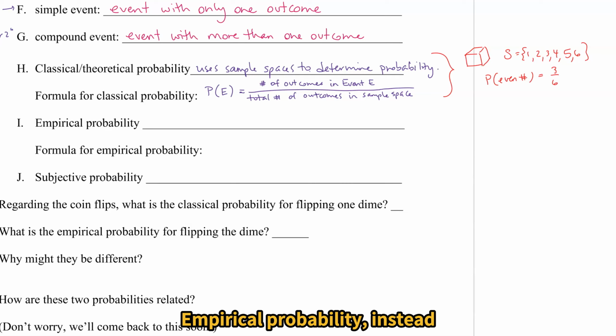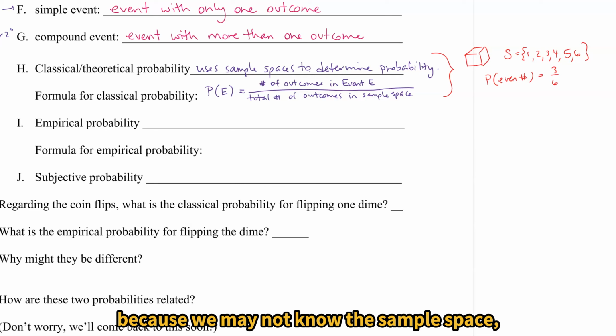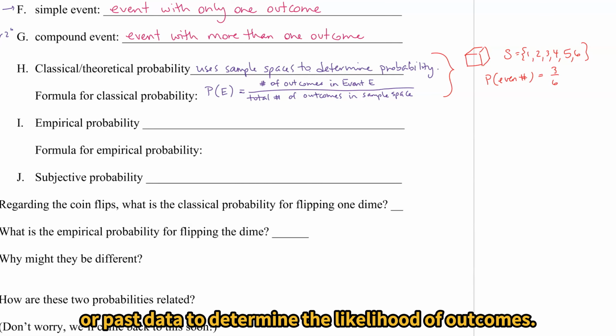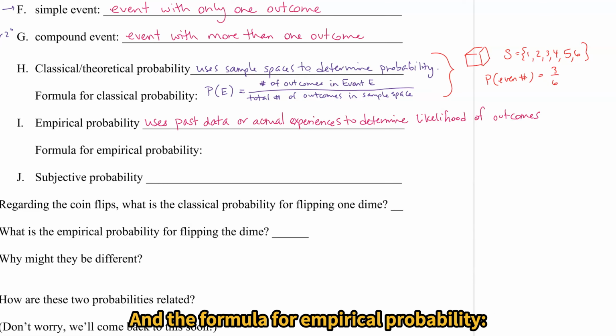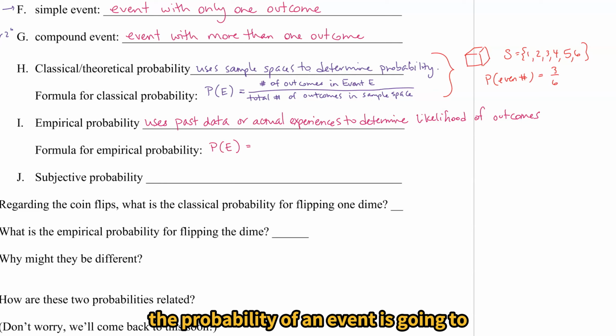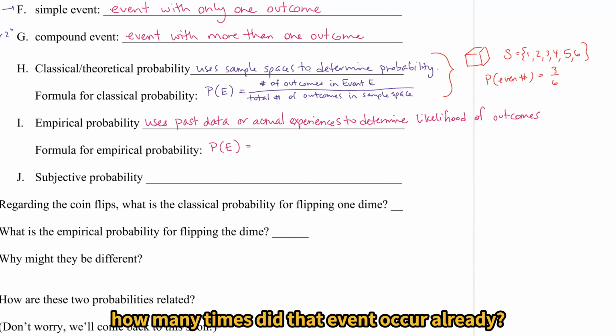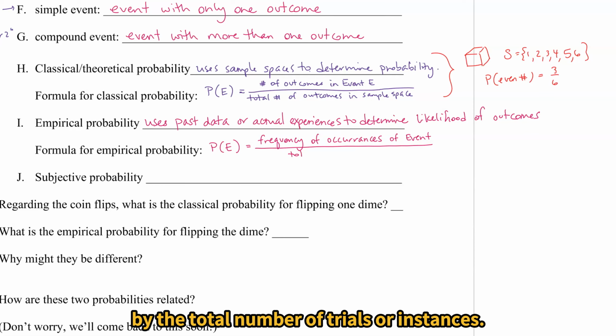Empirical probability, instead of using the sample space, because we may not know the sample space, uses actual experiences or past data to determine the likelihood of outcomes. And the formula for empirical probability, the probability of an event, is going to be the frequency of occurrences in the event. How many times did that event occur already? And we're going to divide that by the total number of trials or instances.